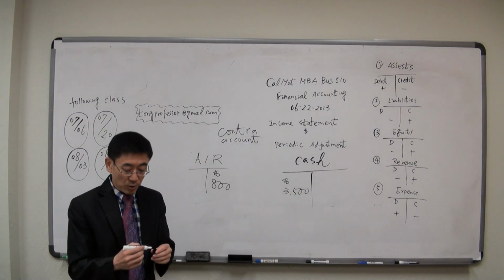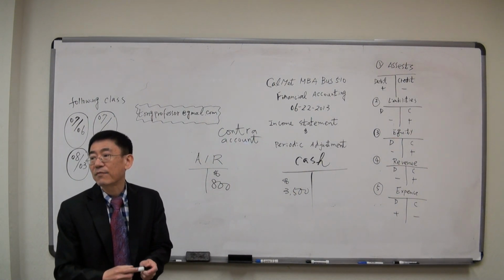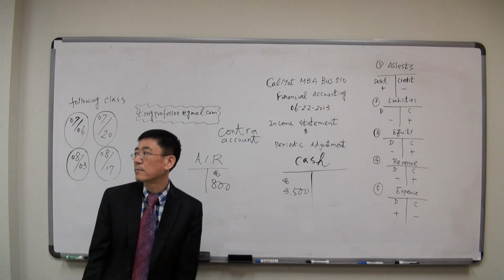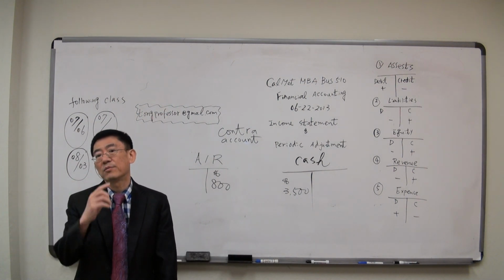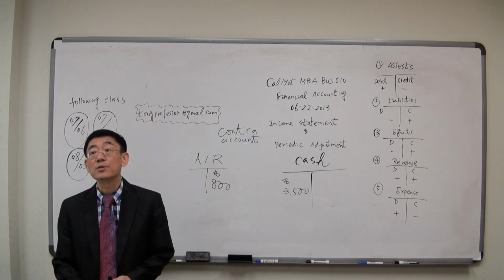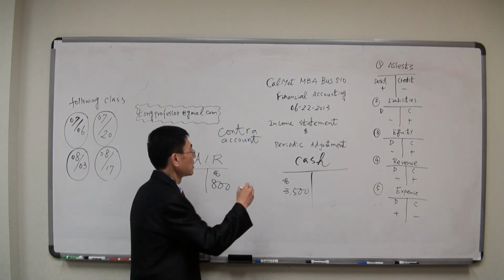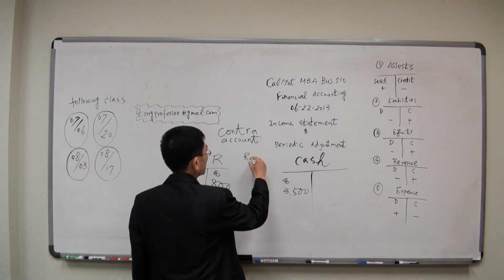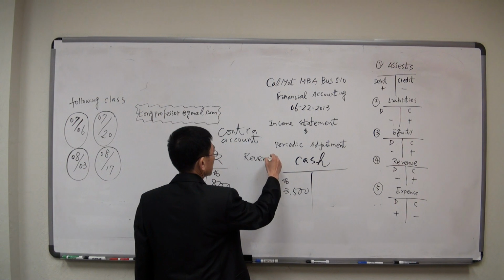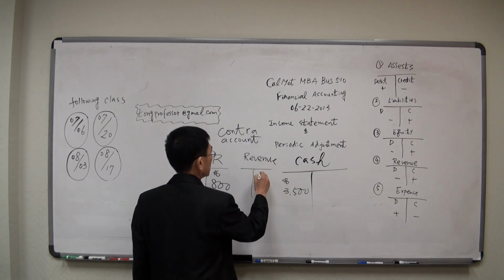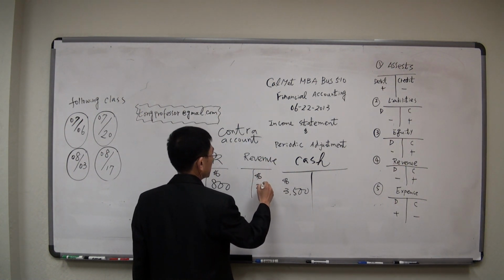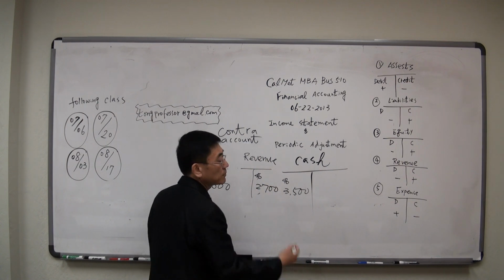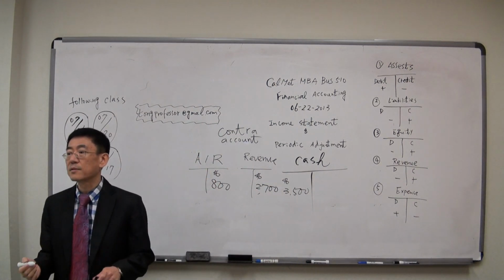And next, you need to find another credit side for 2,700, this balance. Revenue, because it's earned, that's revenue. Good. So this transaction balances.